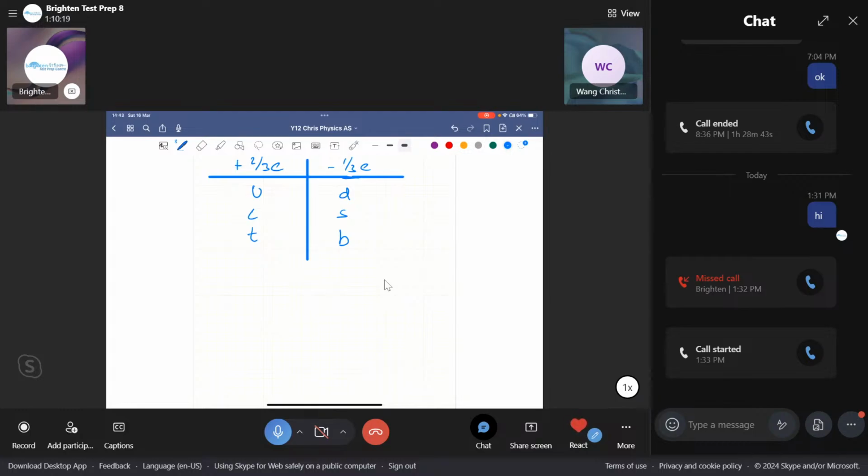And the antiquarks, what are the antiquarks then? The anti-up, down, charm, strange, top, bottom. Okay, so how do we denote them typically? Like with a bar on the top. Yeah, okay, all right.